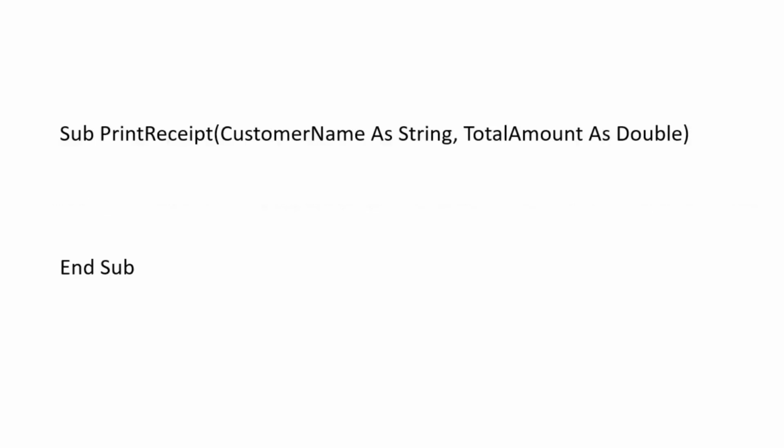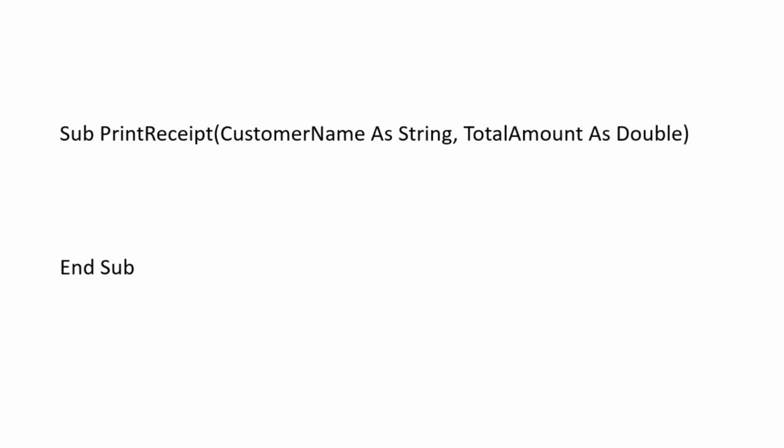Let's look at this example. Imagine we are building Rafina POS. Instead of creating a different procedure for every customer, we can create one reusable procedure and say Sub PrintReceipt(customerName as String, totalAmount as Double). We can use this same function for various customers.